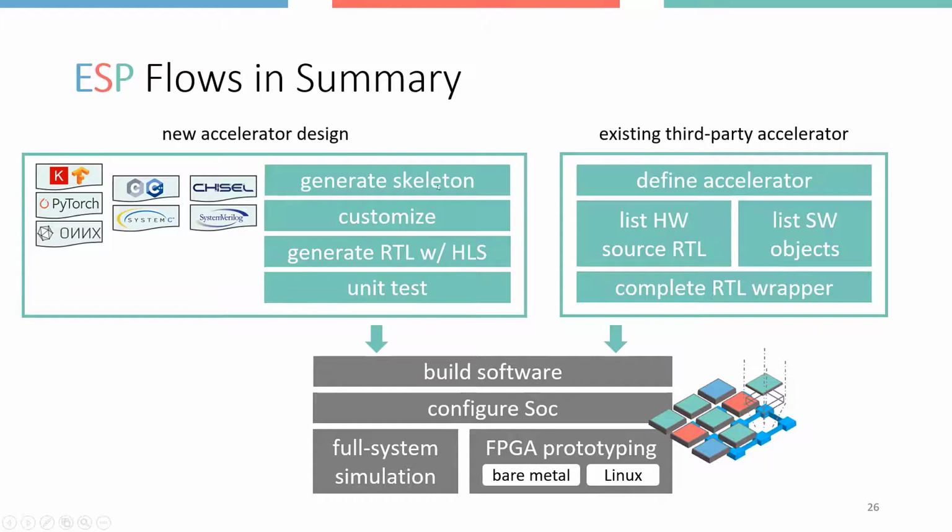And we saw how all of these different flows eventually, once you have the accelerator IPs ready and their software ready, all converge into the same SoC design flow. So you build the software, configure the SoC, and you can proceed with evaluating your SoC with full system simulation or FPGA prototyping, and then eventually also with an ASIC flow for taping out a chip.